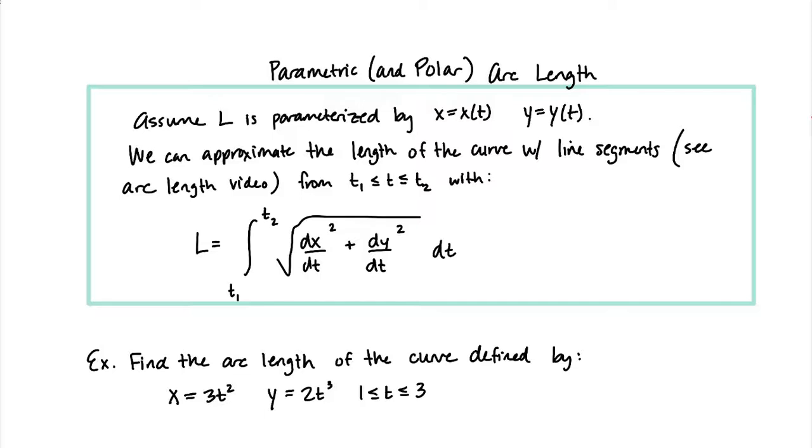In this video, we will be covering parametric and polar arc length. So first we'll start with finding parametric arc length. Let's say that our curve L is parametrized by x, some function of t, and y, some function of t.